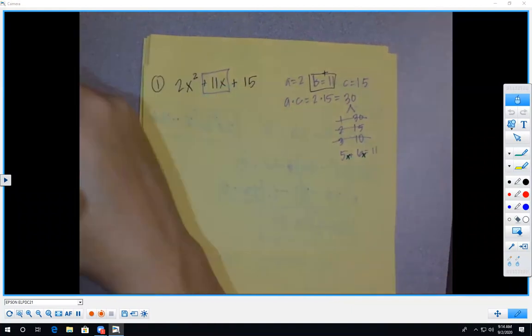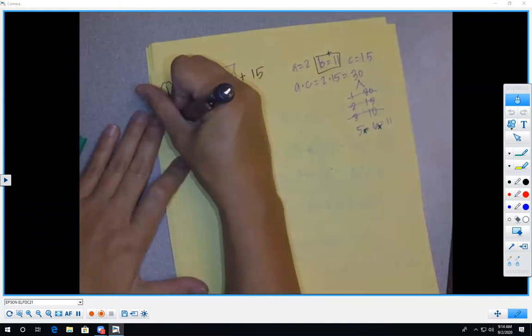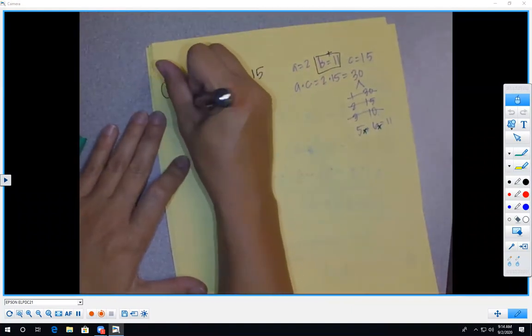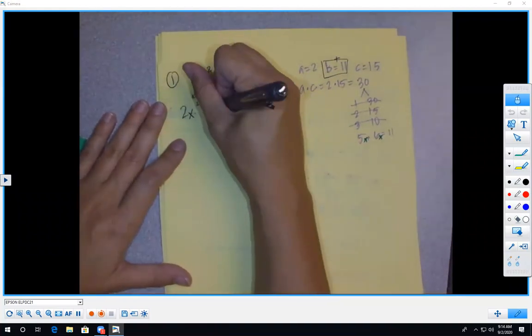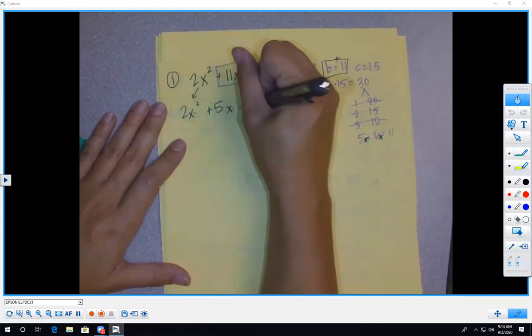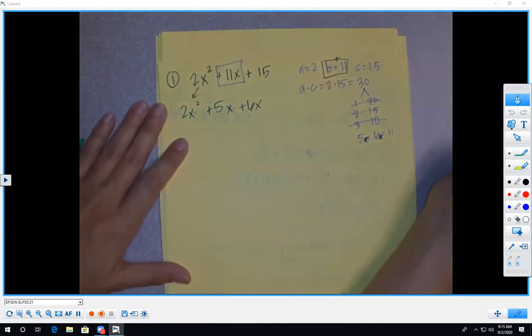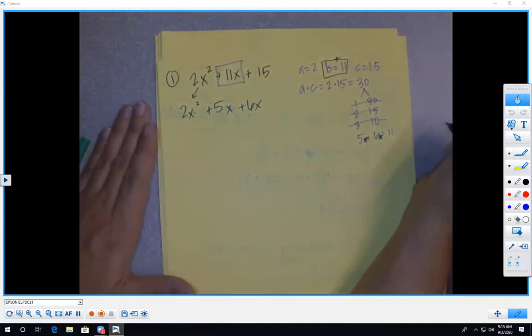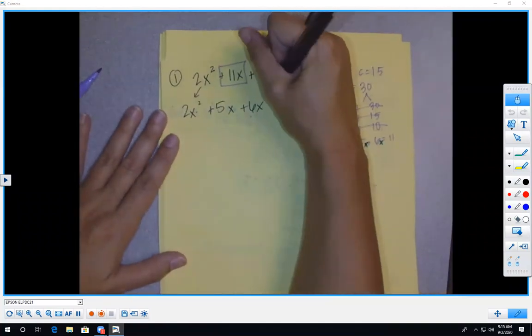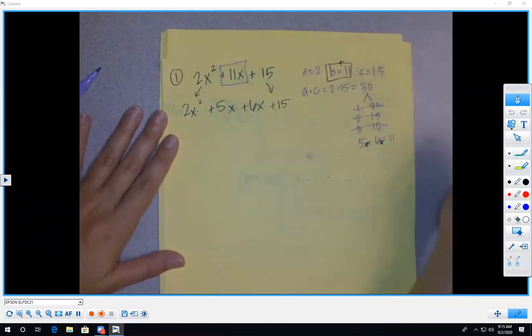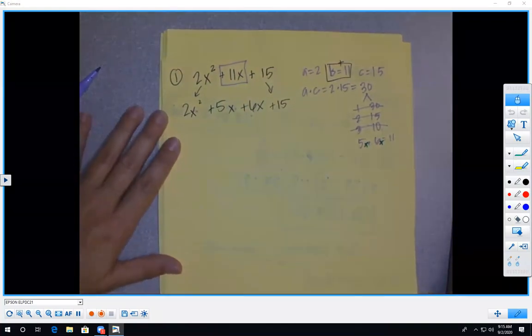Okay, so when I go to rewrite my problem, I'm still putting 2x squared at the beginning. Now, instead of 11x, I'm breaking it up into plus 5x plus 6x. It doesn't matter which one you put first. You can do 6x first and then 5x. You'll get the same answer. And then I'm going to bring down this plus 15. Questions about that so far?